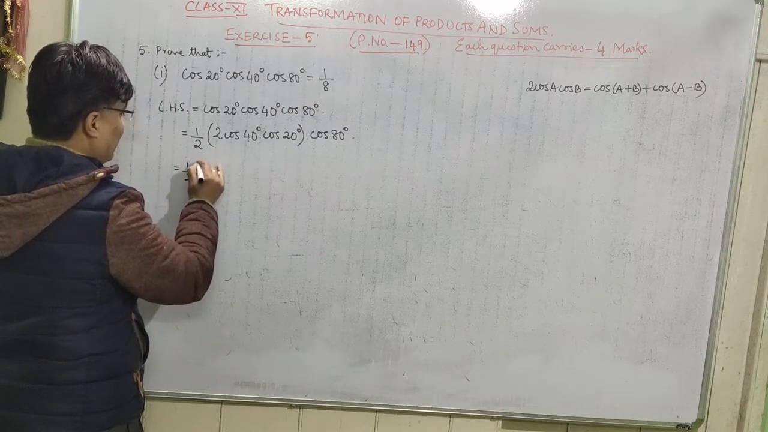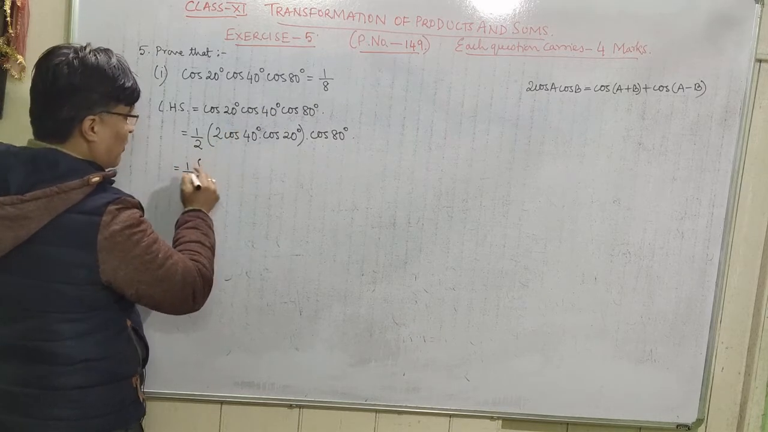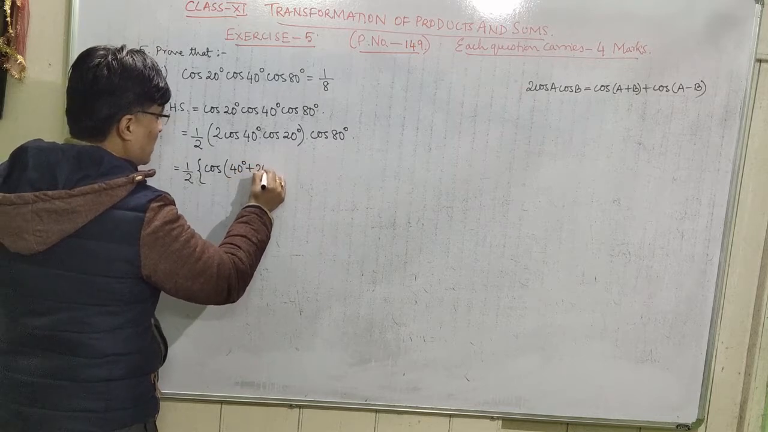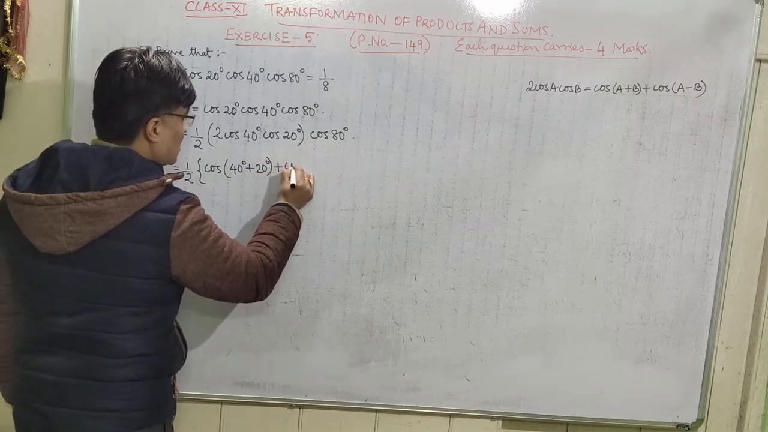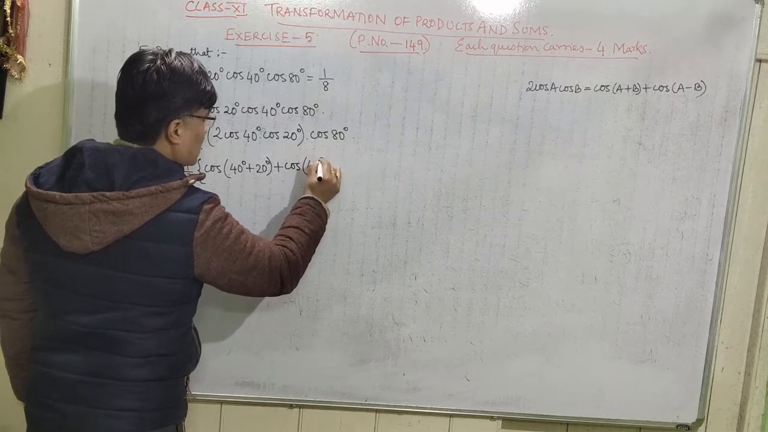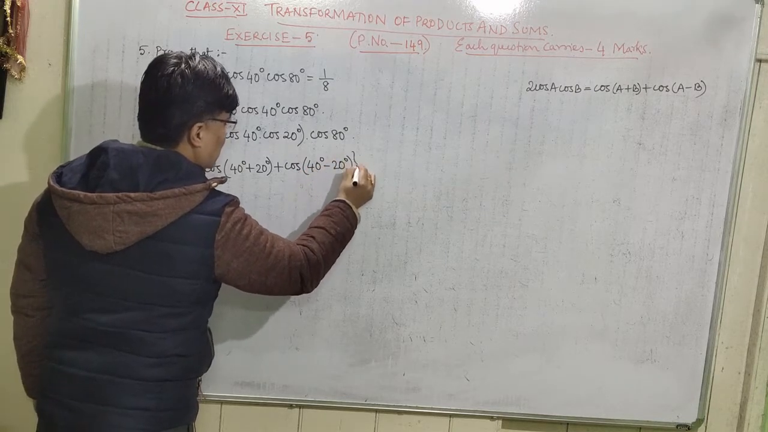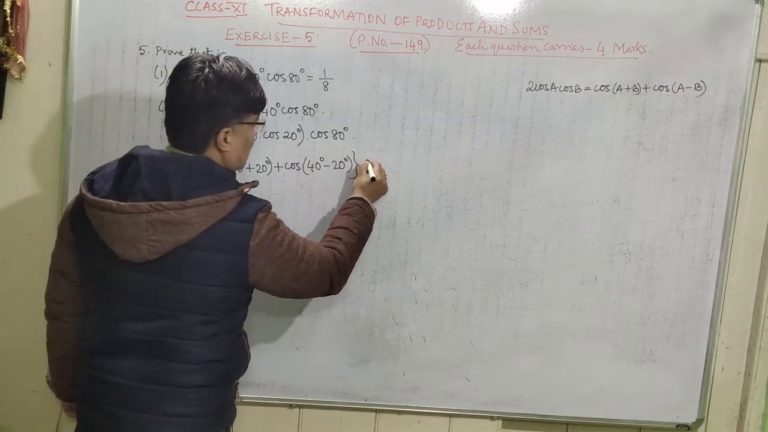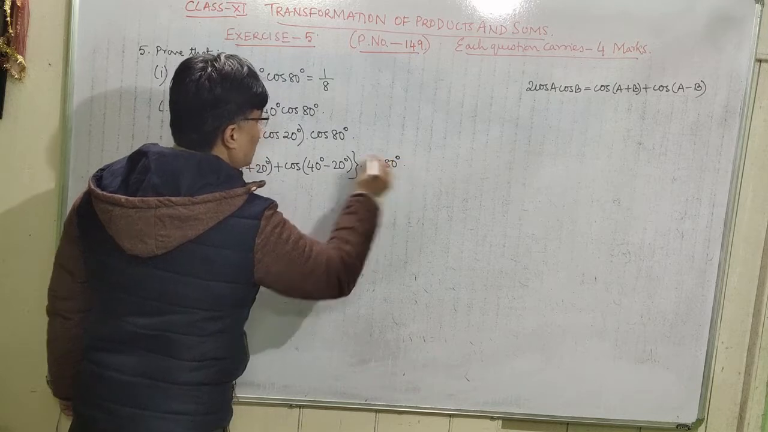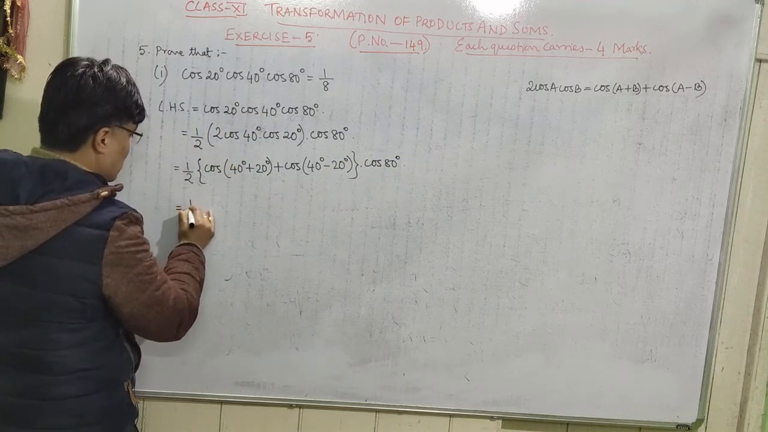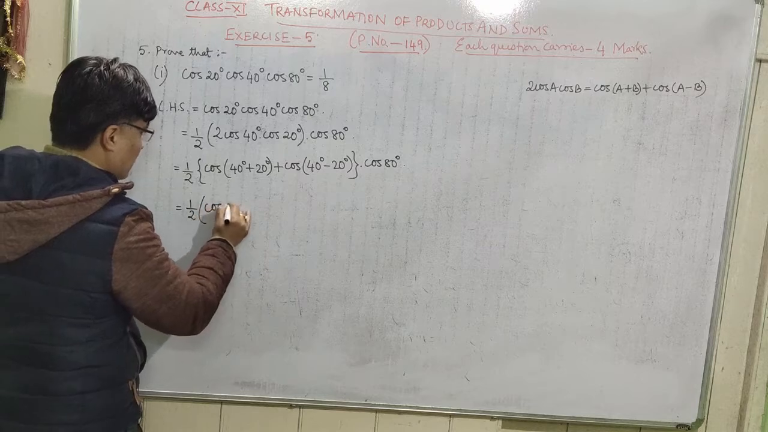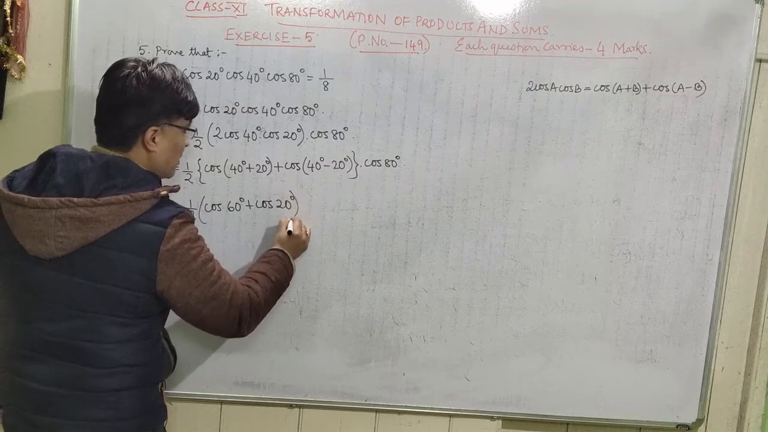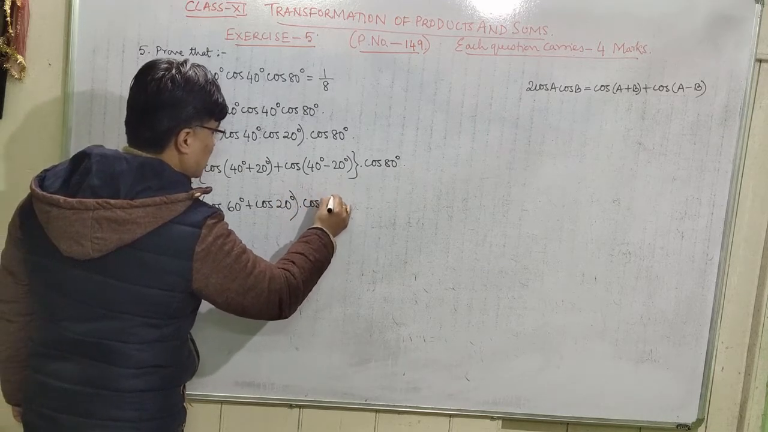So which is equal to half within second bracket. Use that formula here. This is cos of A plus B, this is 40 degree plus 20 degree, plus cos of A minus B, this is 40 degree minus 20 degree. Second bracket is closed. That is cos of A plus B plus cos of A minus B, into cos 80 degree, right? So which is equal to half within bracket, 40 plus 20 is 60 degree, plus cos 40 minus 20 is 20 degree. Bracket closed, into cos 80 degree.